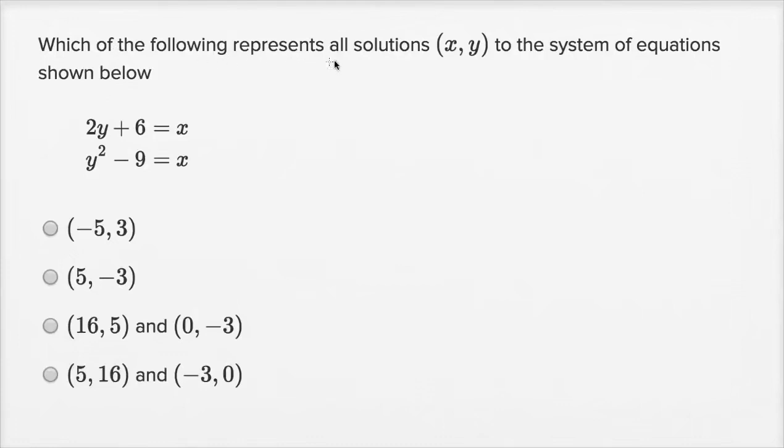Which of the following represents all solutions x, y to the system of equations shown below? This is an interesting system of equations because the first one is a linear equation, but the second one is nonlinear. You have a y squared right over here.